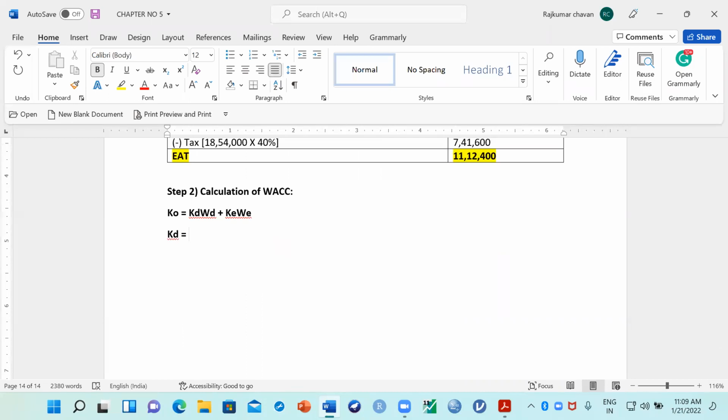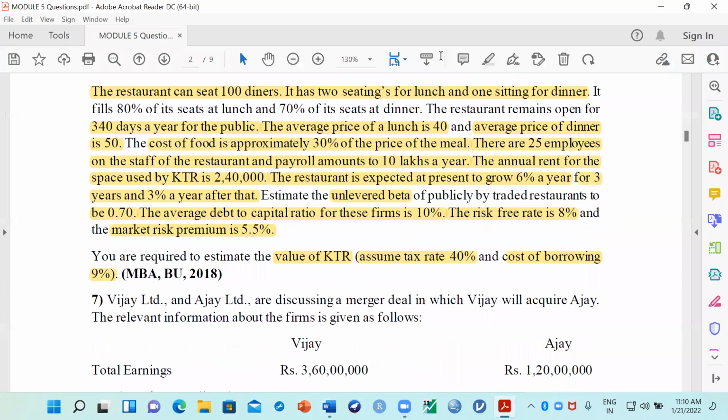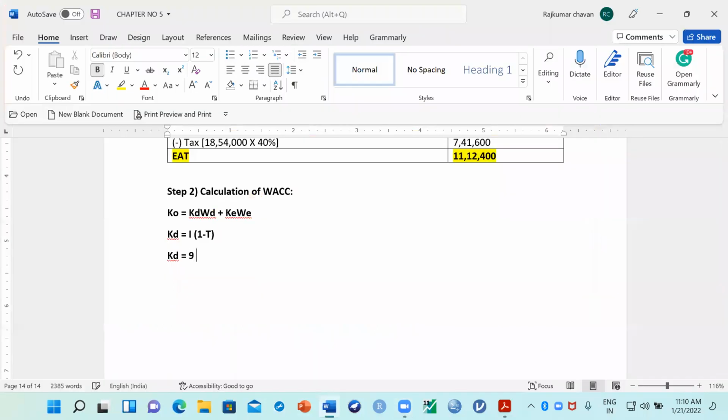So what is the formula for KD? I bracket 1 minus T. So what is the cost of debt? Okay. What is the rate of interest? What is the cost of borrowing? So if this hotel is taking the loan, they will be taking the loan at what rate? The cost of borrowing is assumed to be how much? At 9, right? So they are taking the loan at 9%, right?